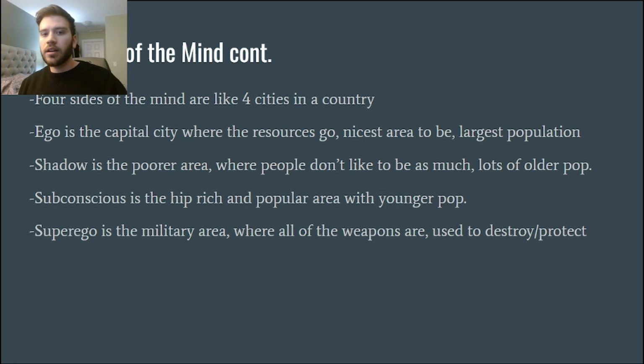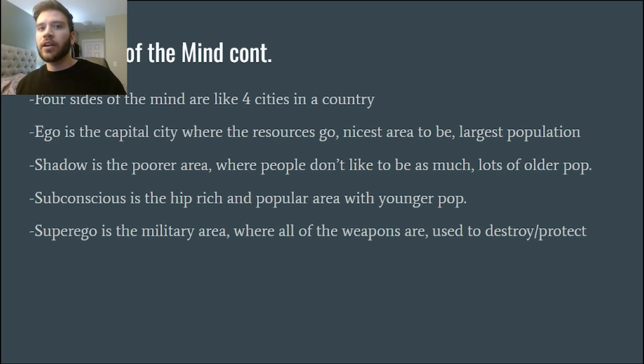And then the superego would be like a military city, a military area where there's weapons, and it's used to defend the country or to destroy other countries, take over other countries. It can be used in many different ways. It might destroy its own country. So if the military city doesn't think that the other sides of the mind are paying enough attention to it, it could take over because it's got all the weaponry.